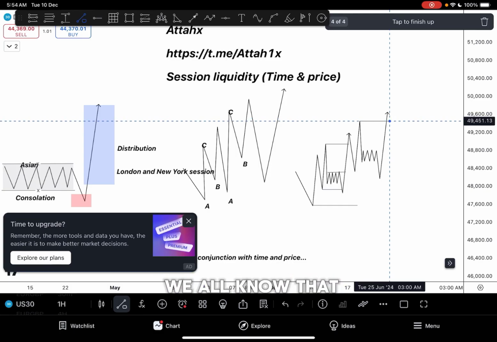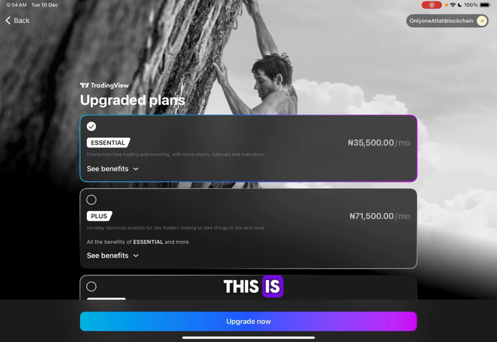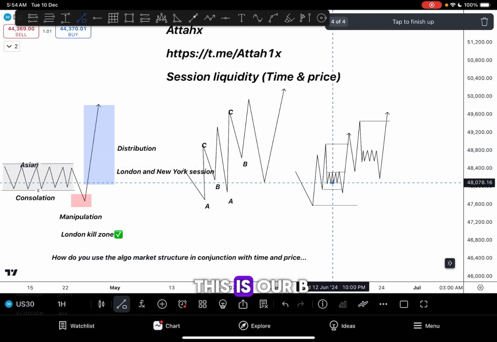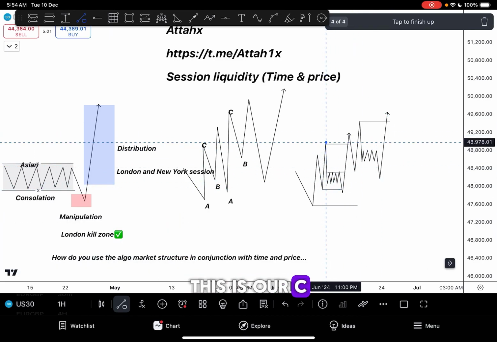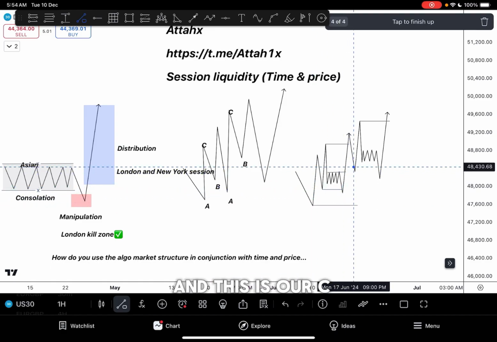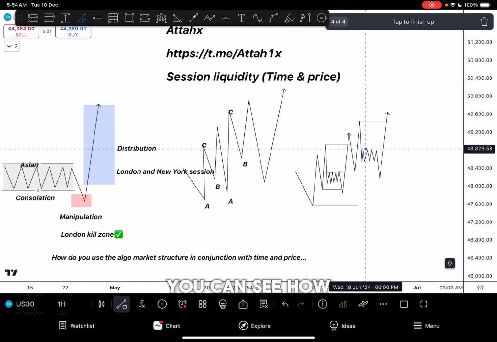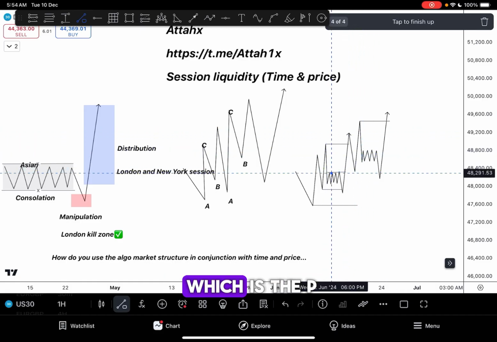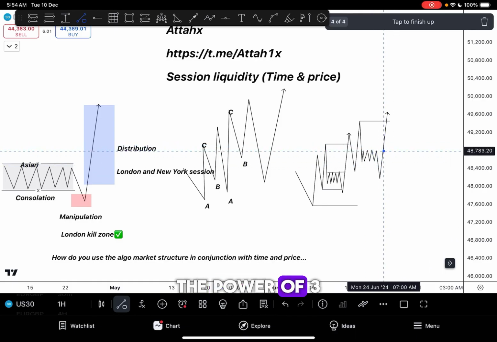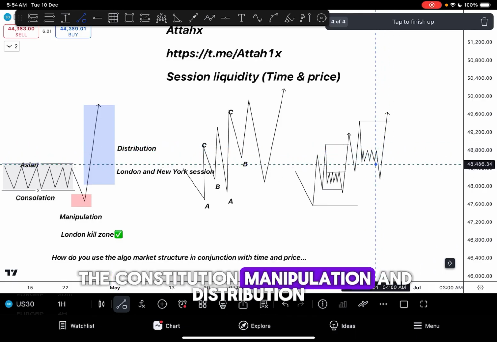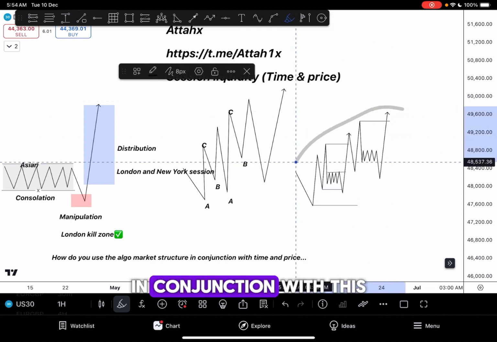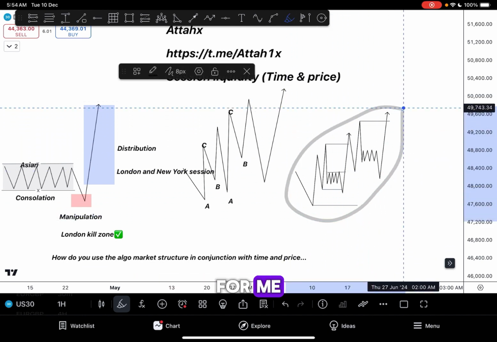We all know that this is our B, this is our C, this is our A, this is our A, this is our B, and this is our C. You can see how the time and price, which is the PO3, right? The power of 3, the consolidation, manipulation, and distribution. You can see how it was used in conjunction with this whole market structure forming.